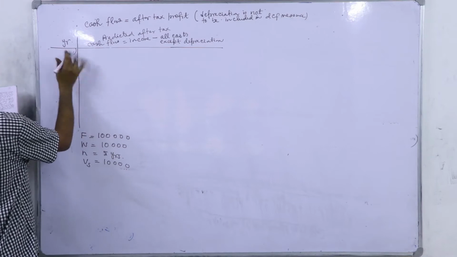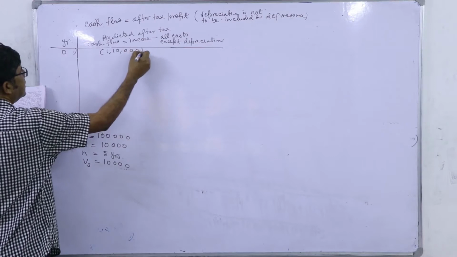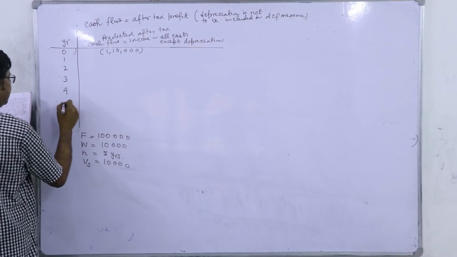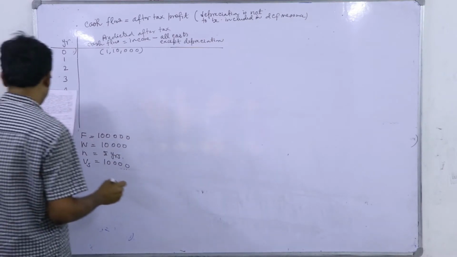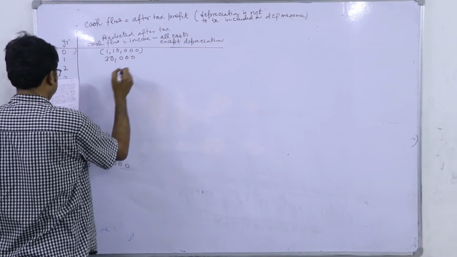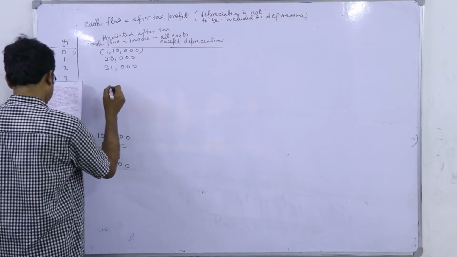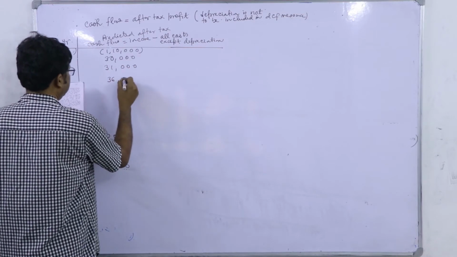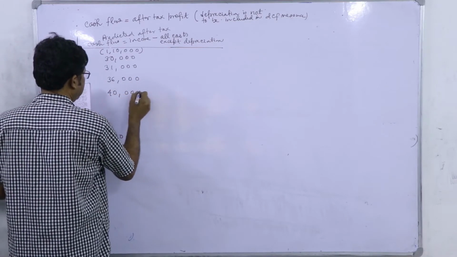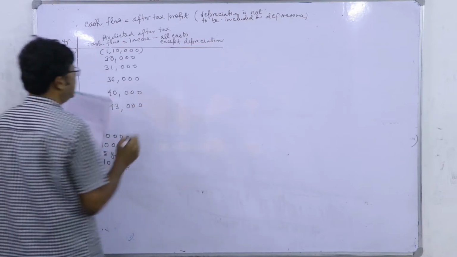Here it is year 0, so it is 1,10,000. So the year 1, year 2, year 3, year 4 and year 5. So the predicted after tax cash flow is 30,000, here 31,000, here 36,000, 40,000 and 43,000. So these are the given figures.